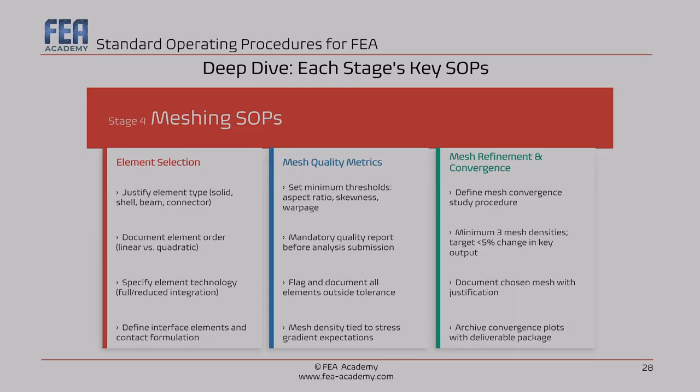So the practical SOP: three mesh densities, minimum, okay? You plot the key output quantity against the element count in order to have your convergence curve. If the finest mesh is within 5% of the medium mesh, you've converged. You document it, you archive the convergence plot, and move on. Okay? The mesh is built, the model is complete, time to solve.